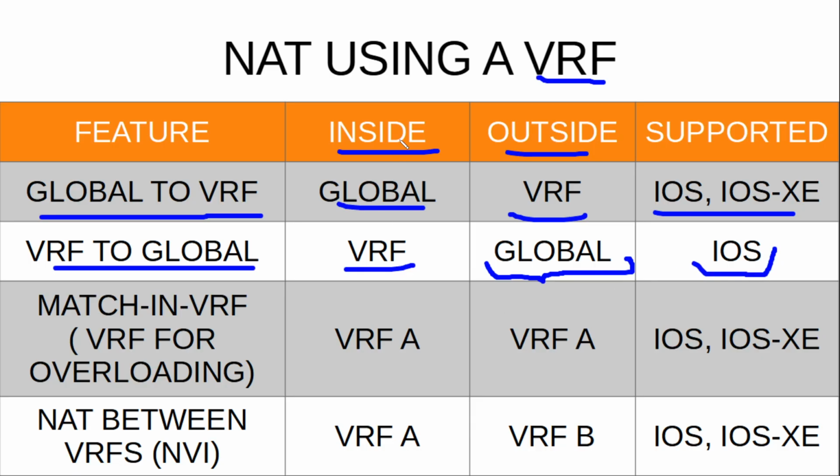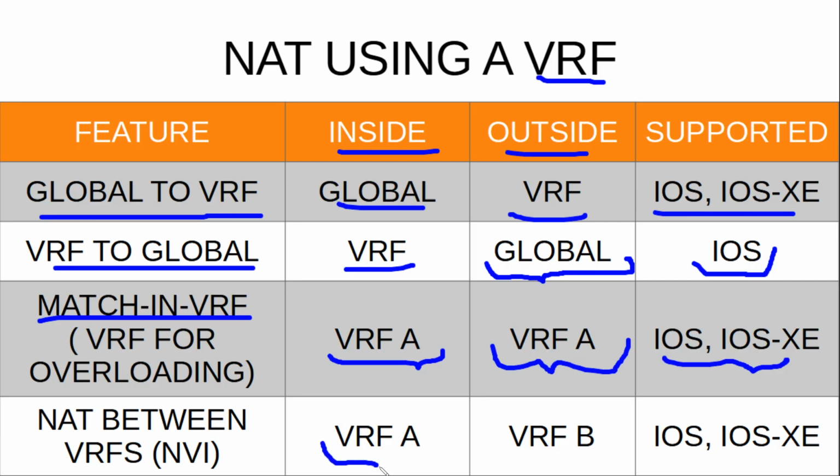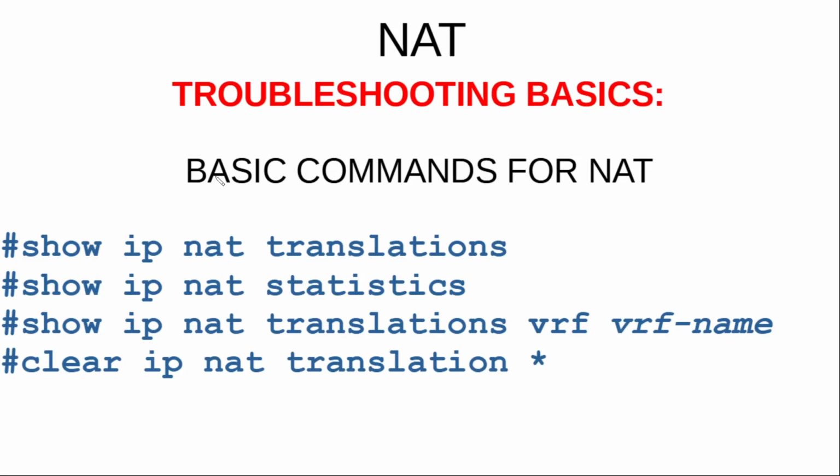What happens if your inside interface belongs to a particular VRF and the outside interface belongs to the same VRF? This is known as VRF for overloading. This is also known as match-in-VRF. You must use this parameter, match-in-VRF, when creating your NAT. It is supported. And what happens if your inside interface belongs to a VRF and your outside interface belongs to a different VRF? In this case, you have NAT between VRFs. This is supported as well, but you would internally have to use something that is known as NAT NVI.